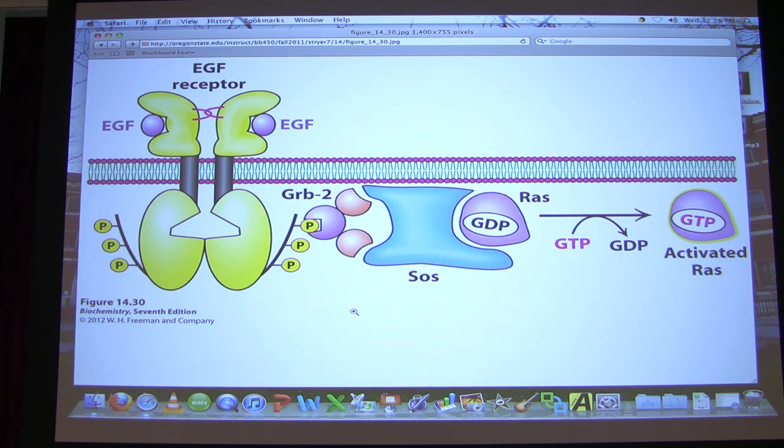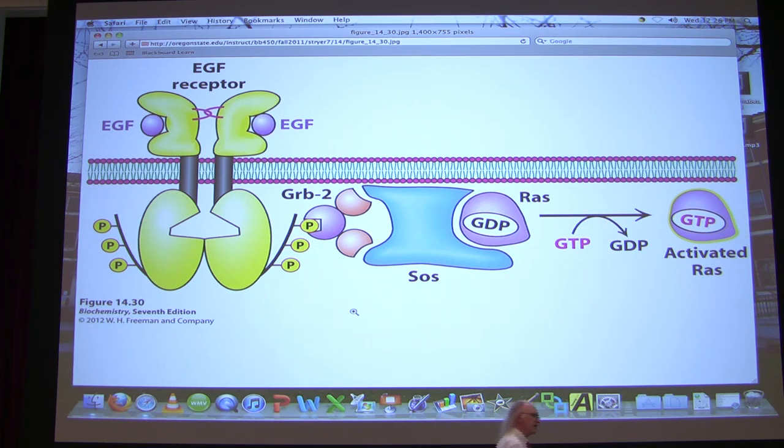RAS is one of the most interesting proteins in your cells. You see that like a G protein, it binds to GDP, and like a G protein, when it gets activated, it drops the GDP and picks up a GTP. So for all apparent purposes, it's functioning kind of like a G protein.